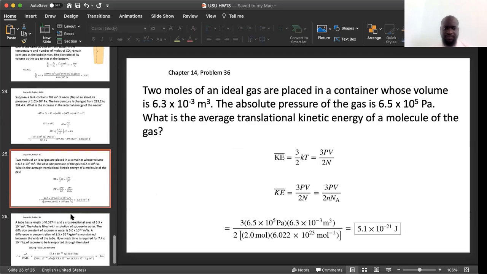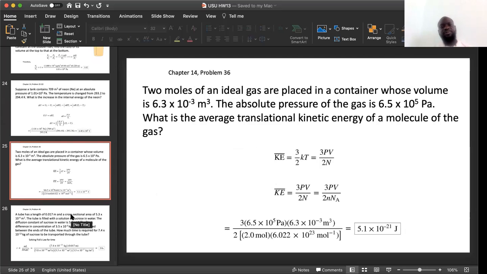The next says chapter 14, problem 36. 2 moles of an ideal gas are placed in a container whose volume is that. The absolute pressure of the gas is 6.5 times 10 to the minus 5 pascal. What is the average translational kinetic energy? So we're going to use this formula now to get there. But the capital N here is small n times Avogadro's constant, that's the number of molecules. So number of moles times Avogadro's number gives us number of molecules. That's the only thing you substitute in this equation, and from here you can solve for the average kinetic energy.